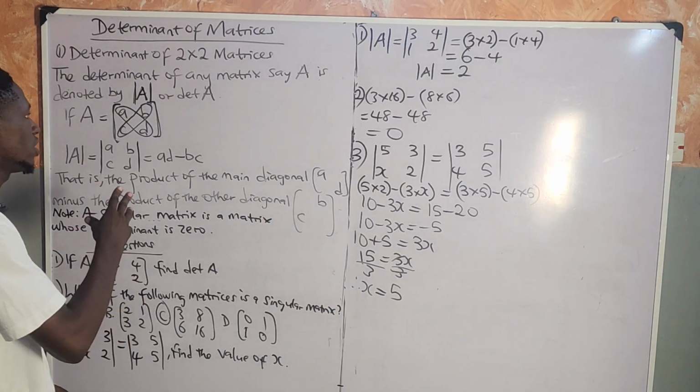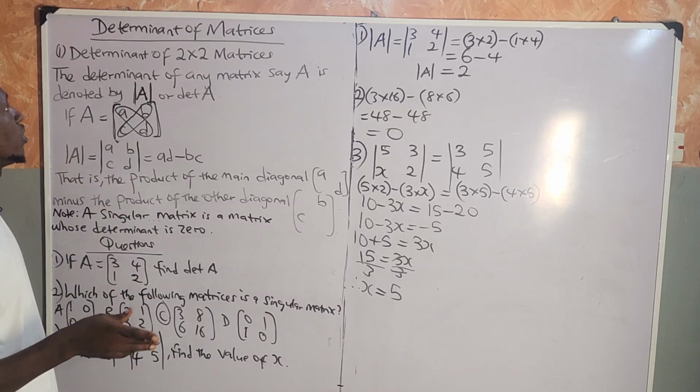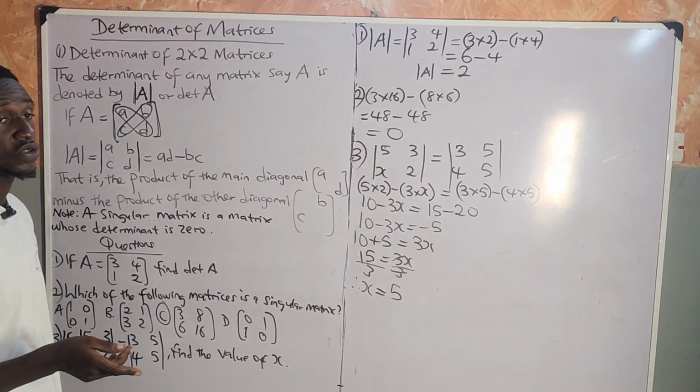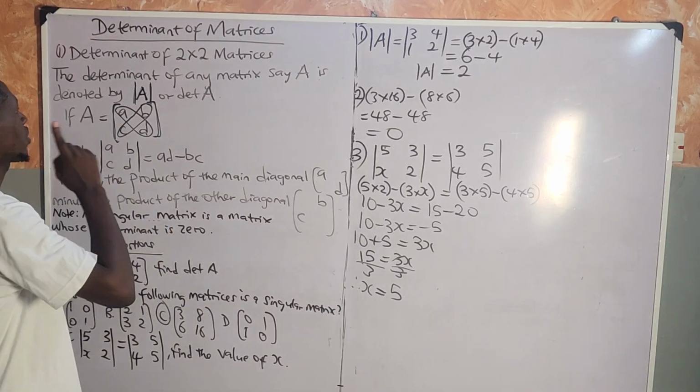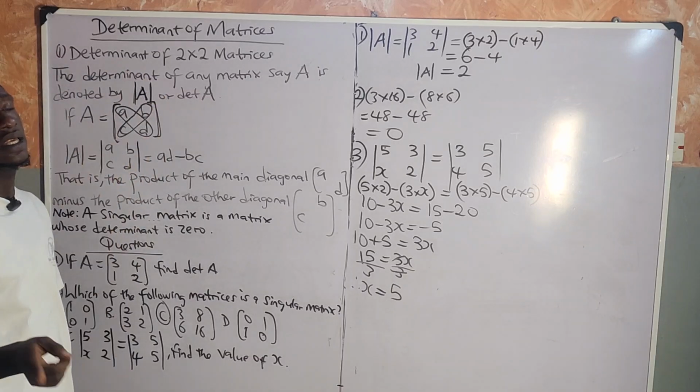So with this, we have treated how to solve the determinant of a 2 by 2 matrix. In our next video, we are going to talk about the determinant of a 3 by 3 matrix.